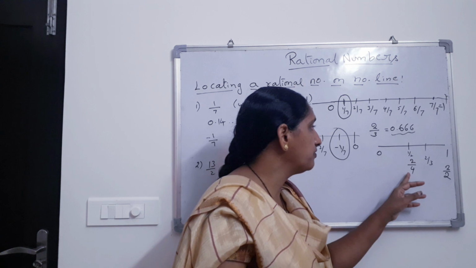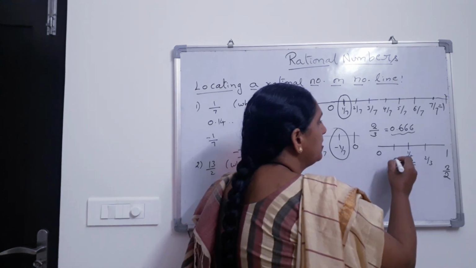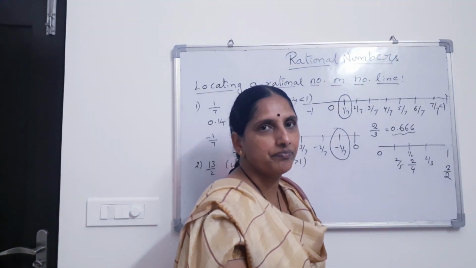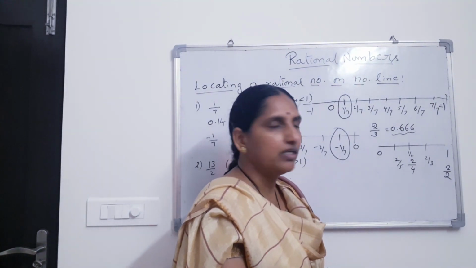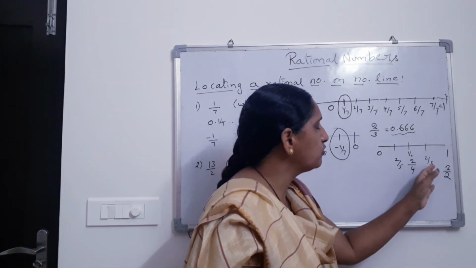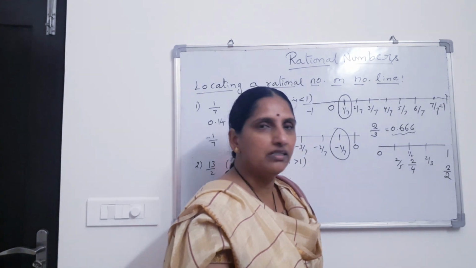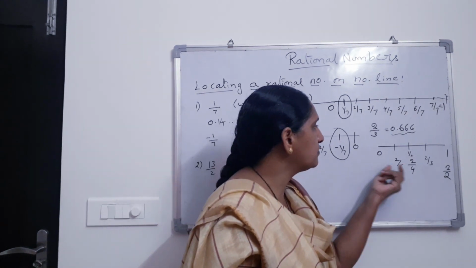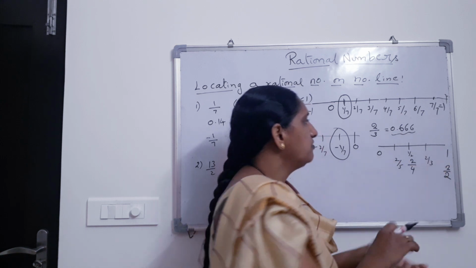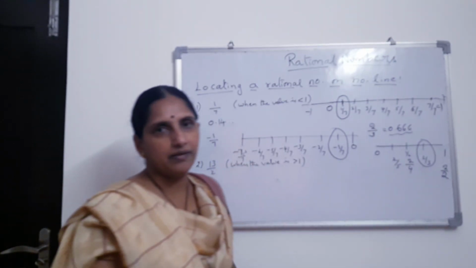So 2 by 4 is 1 by 2. So now where does 2 by 5 lie? Somewhere here. 2 by 5 lies somewhere here. Okay, so now 2 by 5, 2 by 4, 2 by 3, 2 by 2. Clear? So now I can divide this one between 0 and 1. This is half. This is where 2 by 3 lies.